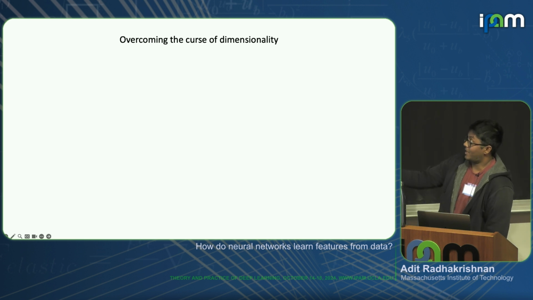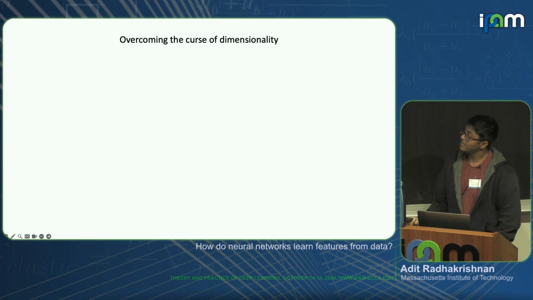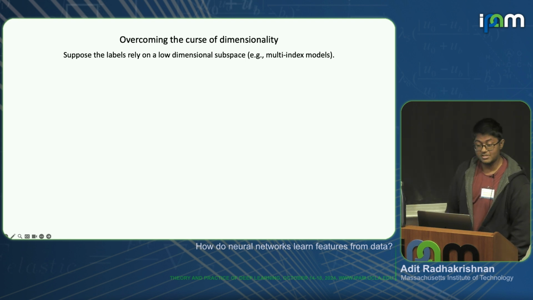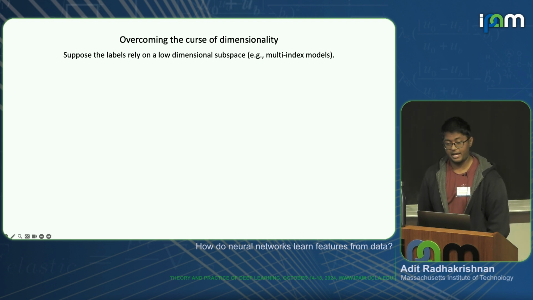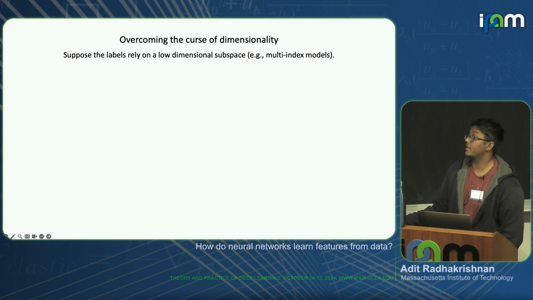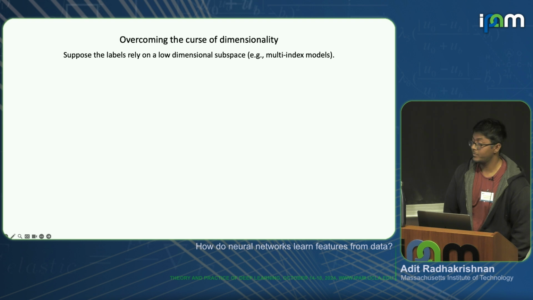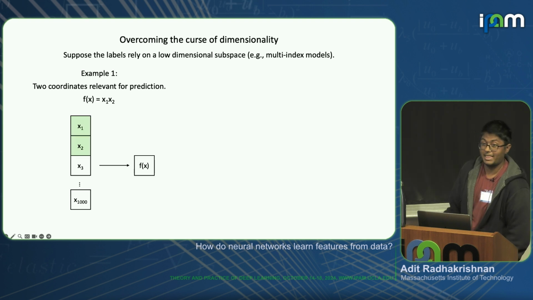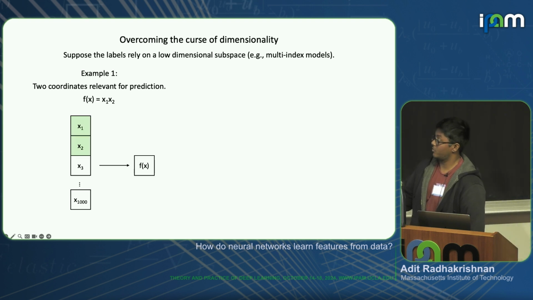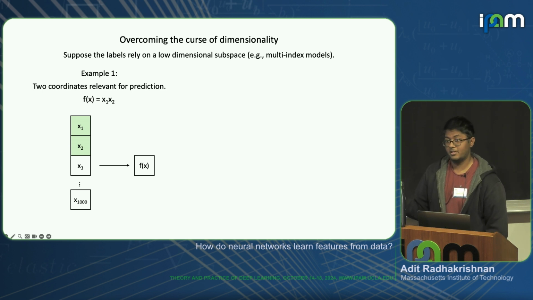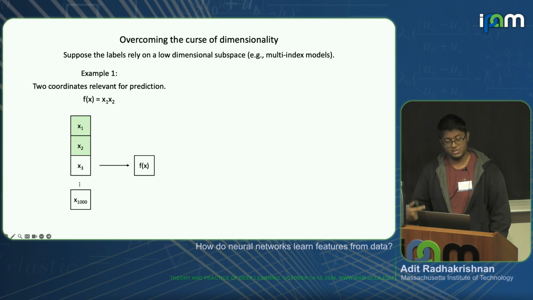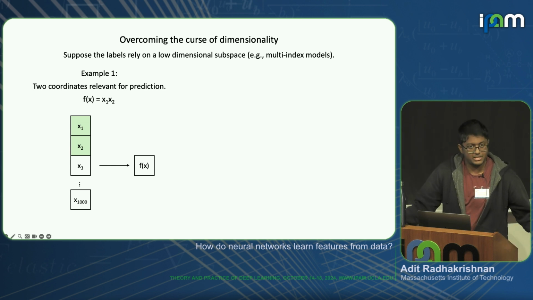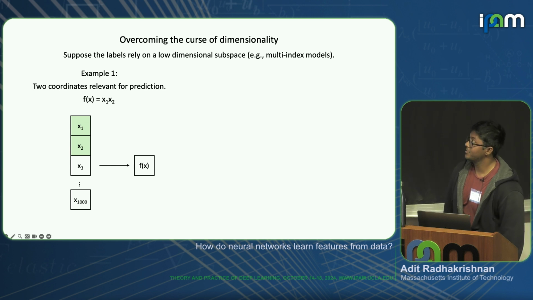So how can we possibly overcome the curse of dimensionality? Well, there are certain situations where we can do this, like the multi-index or single-index model setting. The idea here is, suppose that the labels truly only depend on a low-dimensional subspace of the data. For example, suppose I have 1,000 features, but really my label is only the product of the first two. In this case, if I was to somehow discard the other 998 features and just focus on these two, I would need very few samples to learn this function.